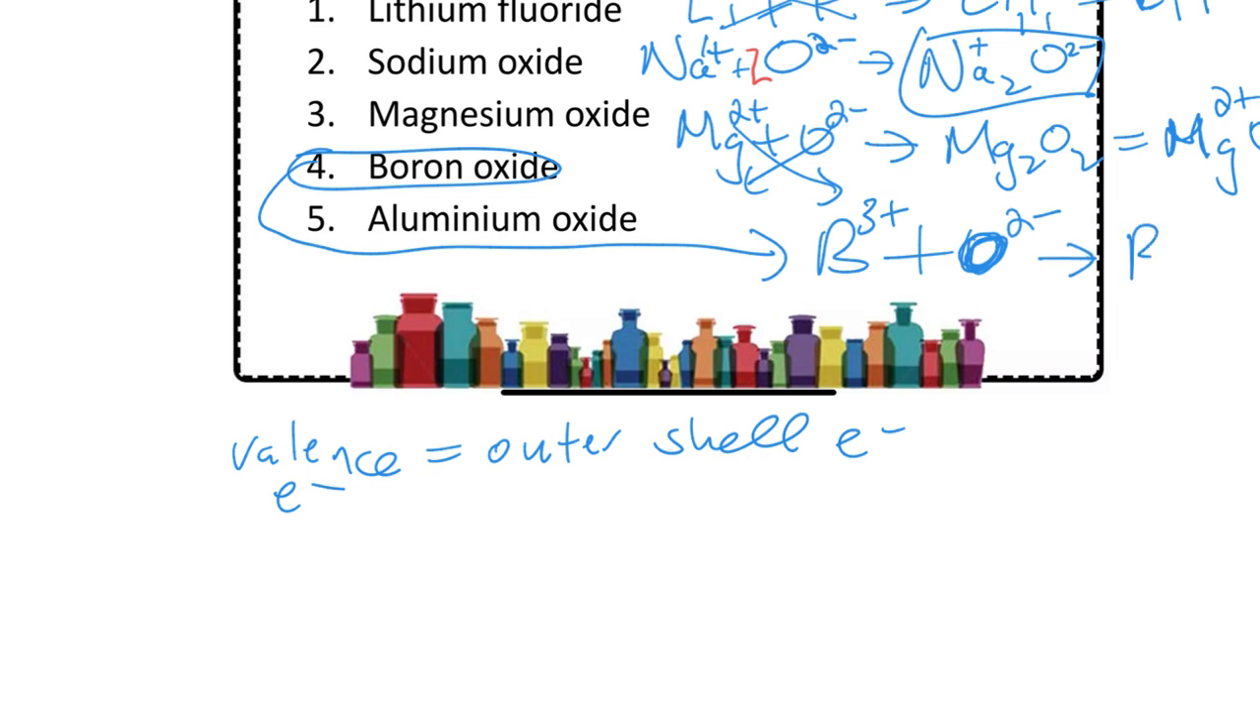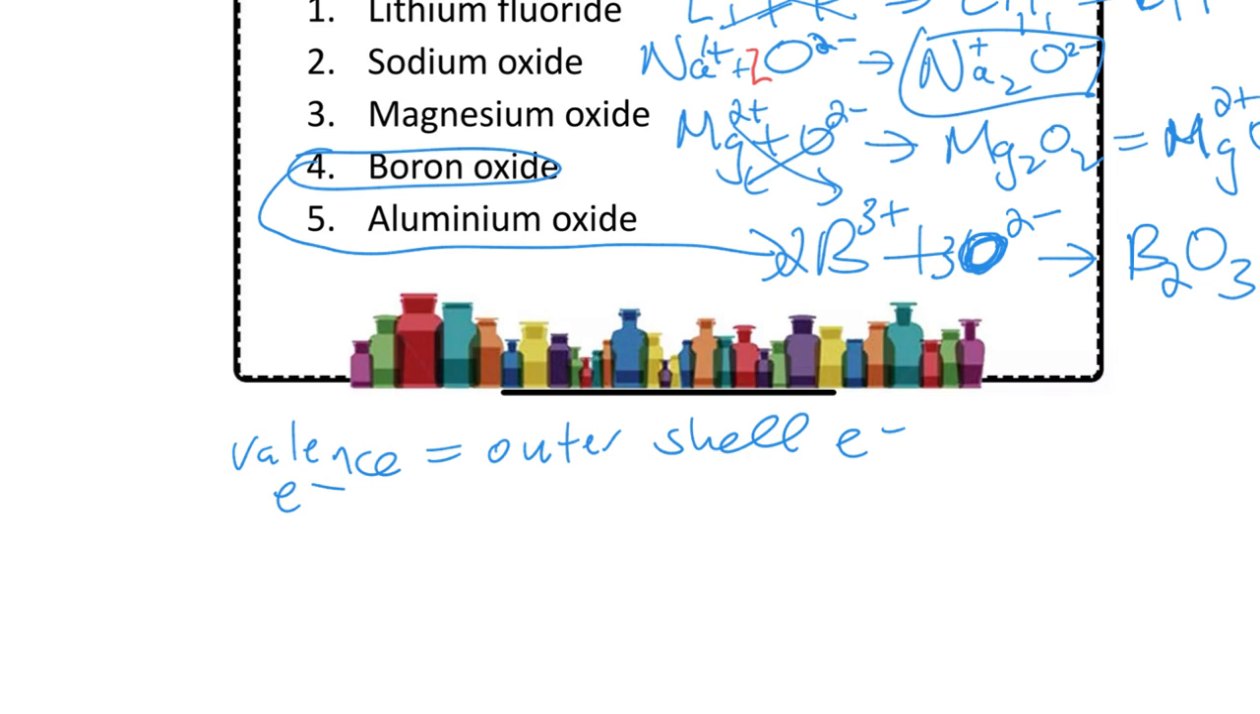We get B2O3. So 3 oxygen ions and 2 boron ions.